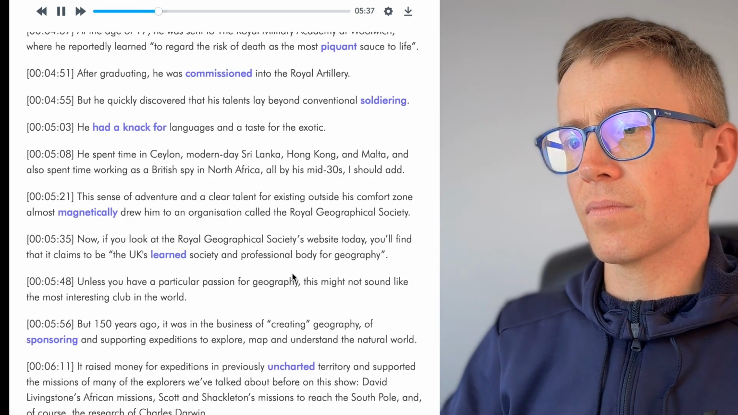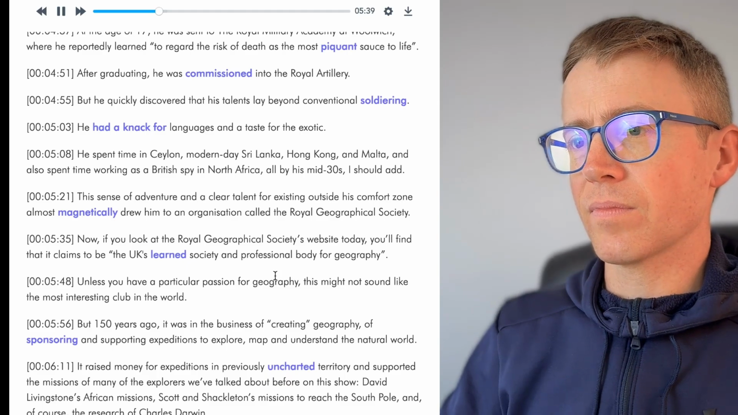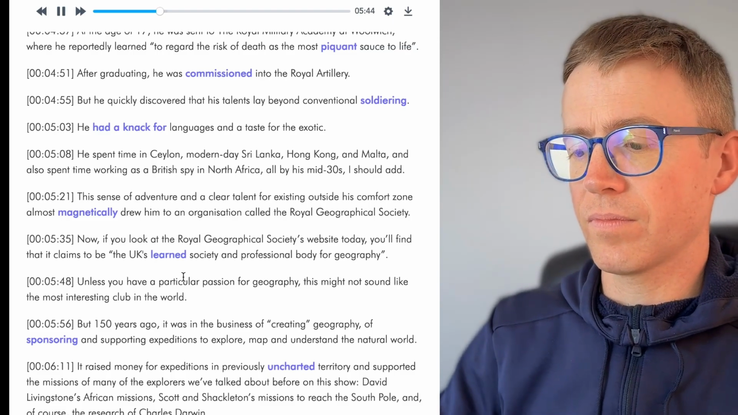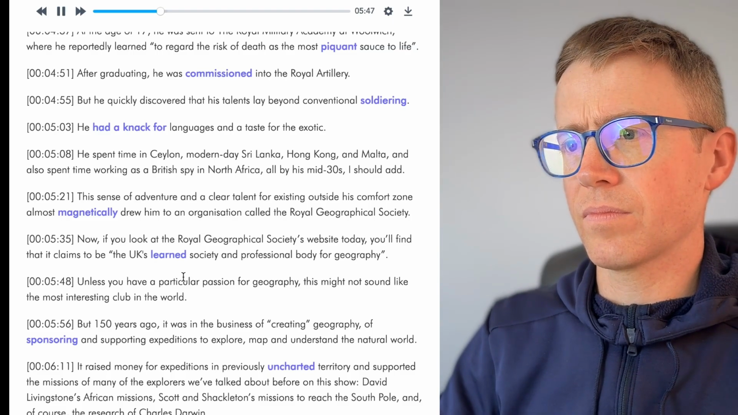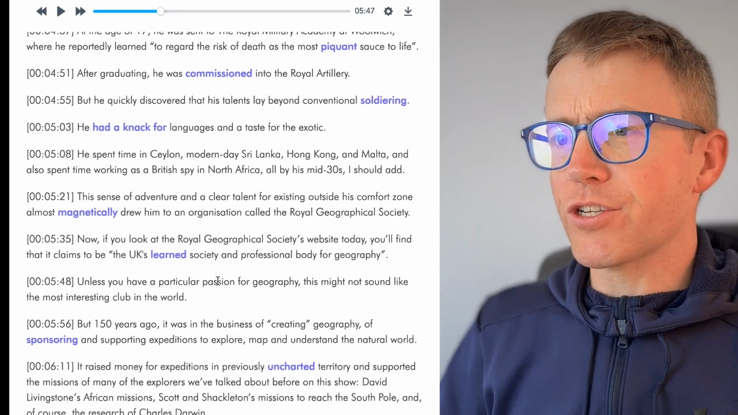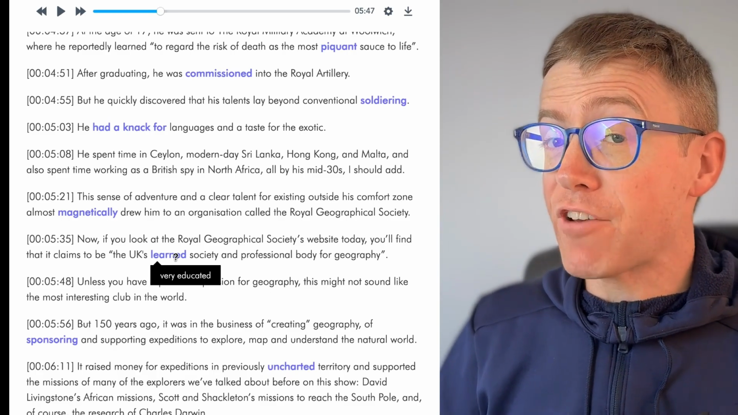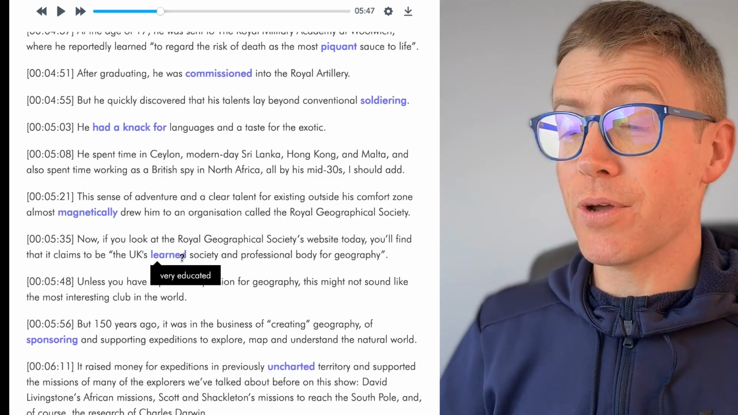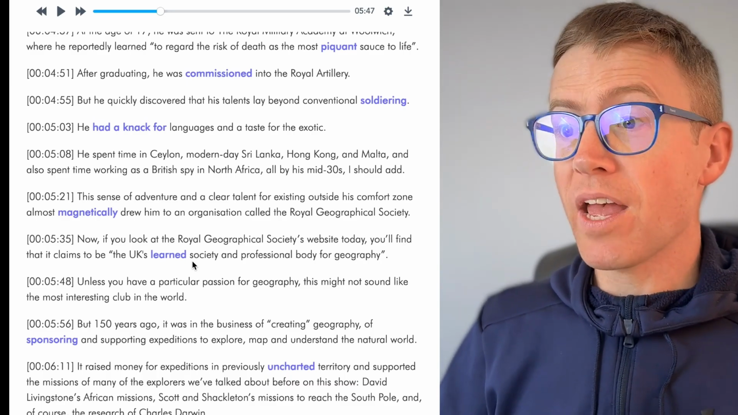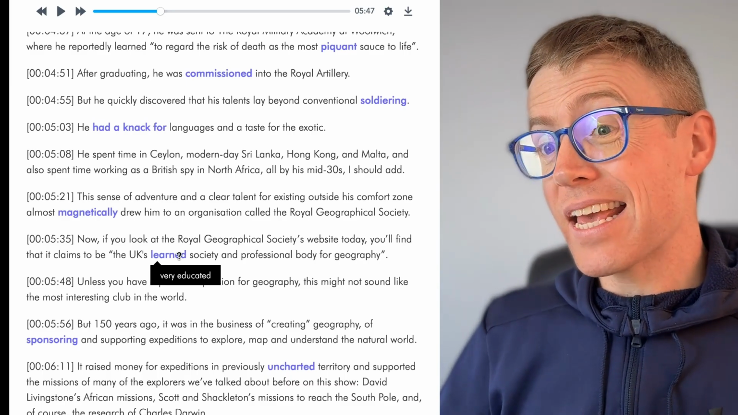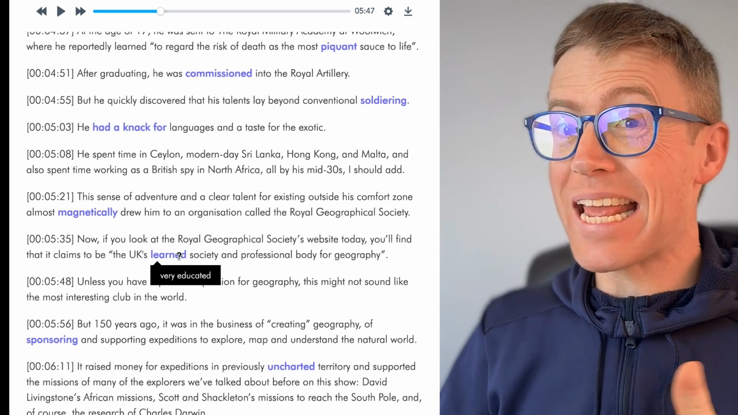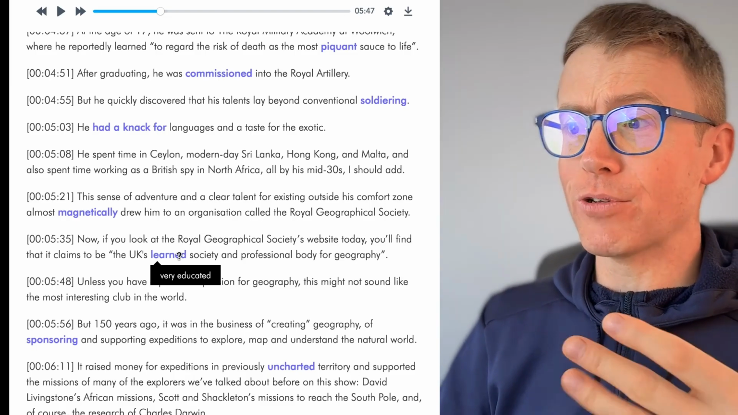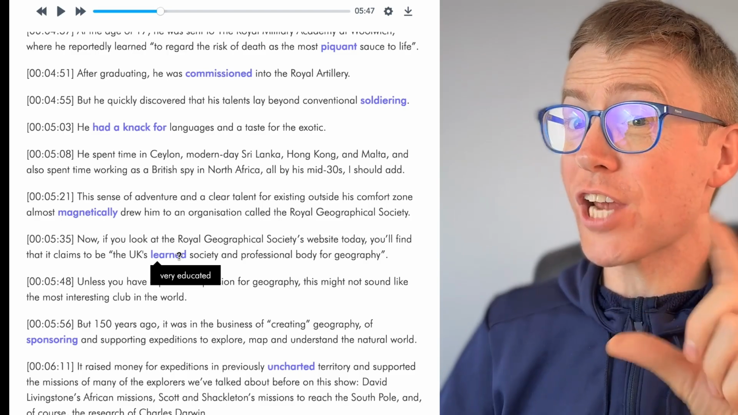Now, if you look at the Royal Geographical Society's website today, you'll find that it claims to be the UK's learned society and professional body for geography. Now, I wanted to stop here because you might have picked up on the fact that I said the UK's learnèd society, as opposed to the UK's learned society. This is because learned here is an adjective, meaning very educated. And often, words that are adjectives, as opposed to the past participle, you change the stress.